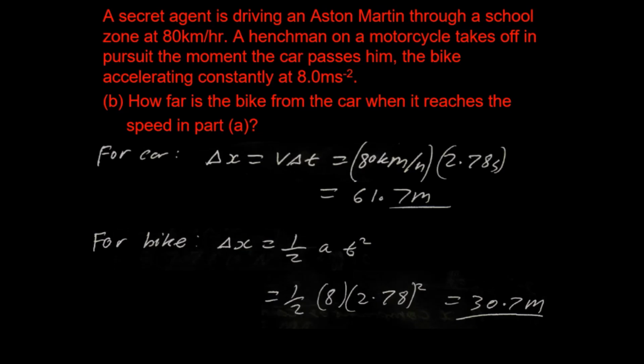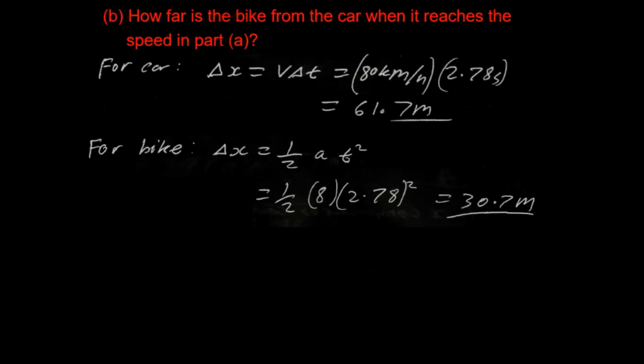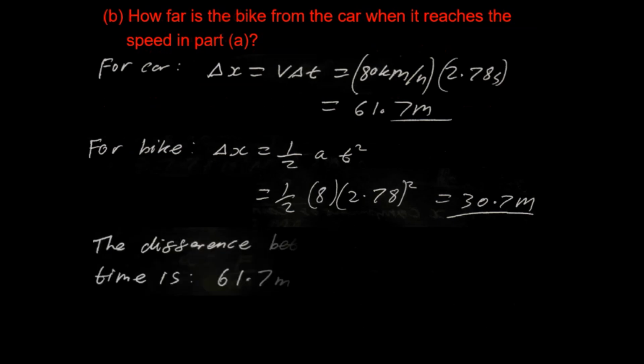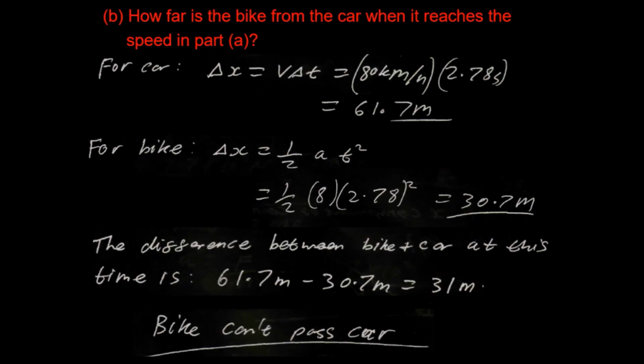Now, is that the solution to this problem? Quite often people reach this point and stop. No. The question says, how far is the bike from the car when it reaches this speed? So what's the separation between these two vehicles? We're left with 61.7 meters traveled for the car, 30.7 for the bike. The difference is going to be 61.7 minus 30.7. So this answer was actually close. The final separation of the two will be about 31 meters. If the two of them carry on in this particular chase, the bike really shouldn't pass the car.